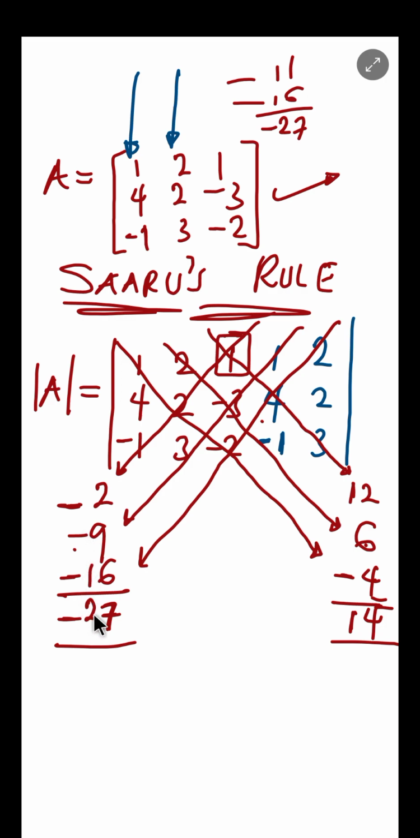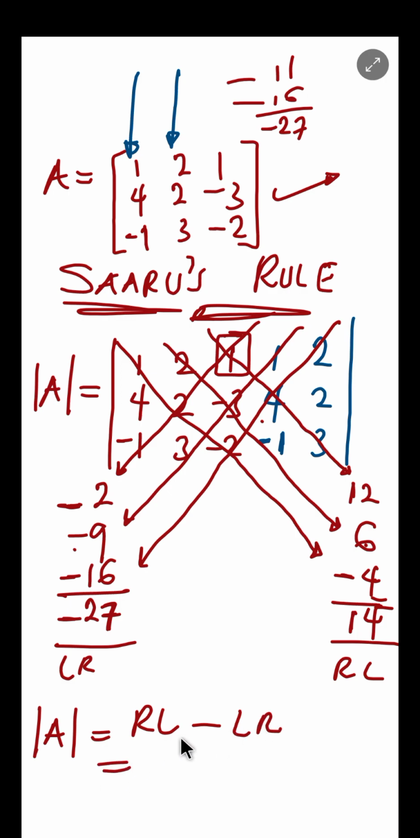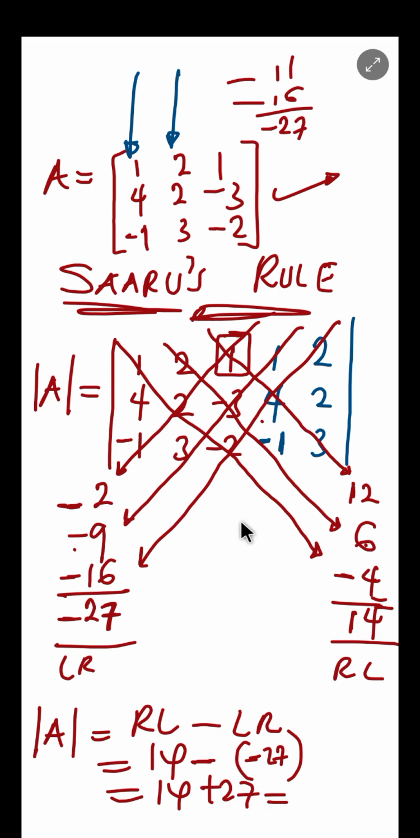Okay, so therefore this is right to left and this is left to right multiplication. For our final answer, the determinant of this matrix A is right to left minus left to right. So what's right to left? That's 14. Minus what's left to right? That's minus 27. So when you simplify this, you have 14 plus 27. And what's 14 plus 27? That's 41.